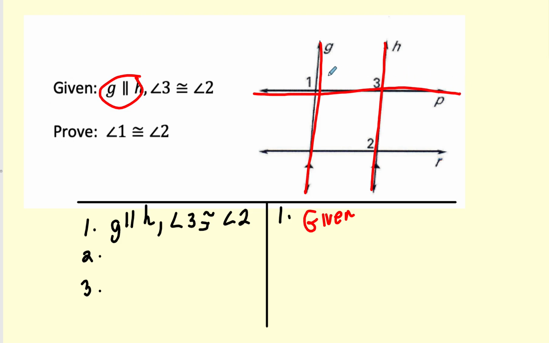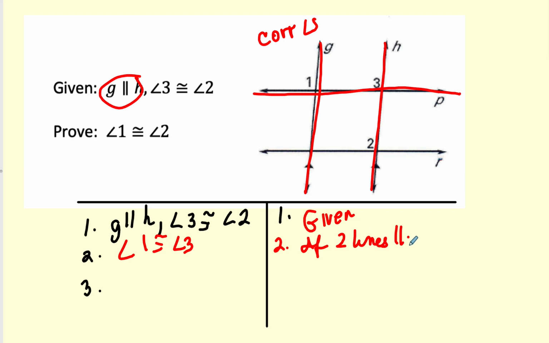And when I look at the three lines, 1 and 3 have a name, and they are called corresponding angles. And I know that the theorem says that those are going to be congruent. So I can say angle 1 is congruent to angle 3. And the reason is if two lines are parallel, corresponding angles are congruent.